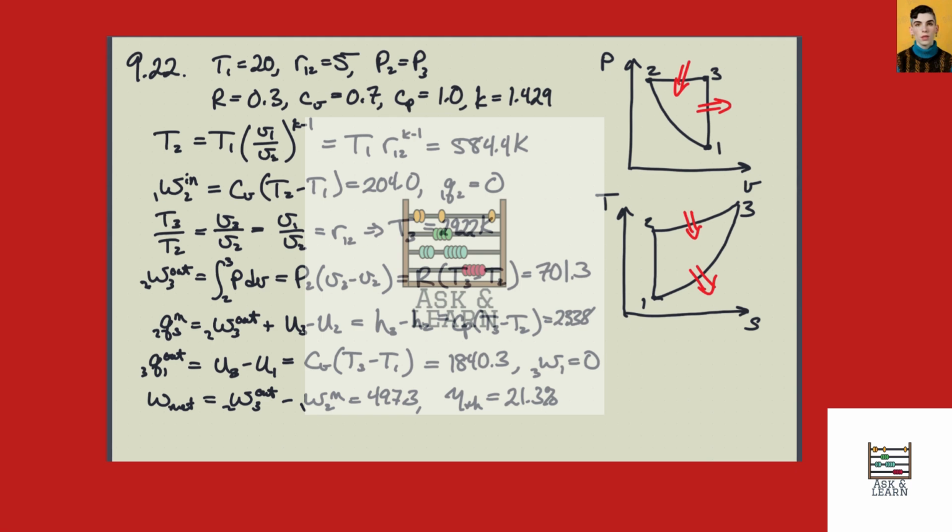In this problem, we have a thermodynamic cycle with an ideal gas in a piston cylinder device, and it's going through a cycle. From 1 to 2, we have isentropic compression, and it's also adiabatic. So we go from T1, which is 20 degrees C, up to a different temperature as we compress the gas. The entropy, or the specific entropy, doesn't change during that process.